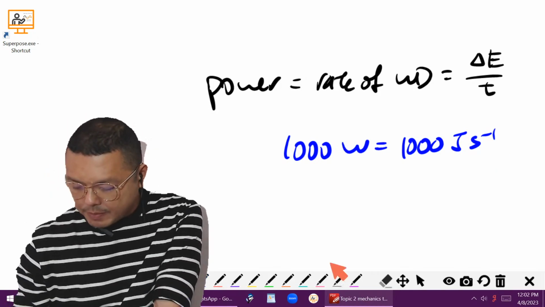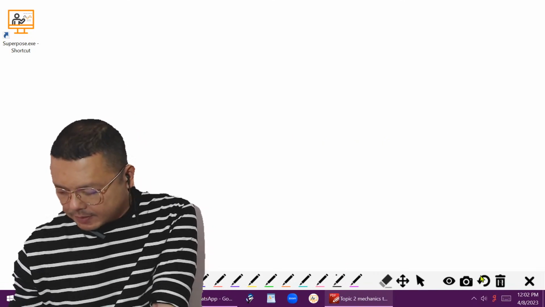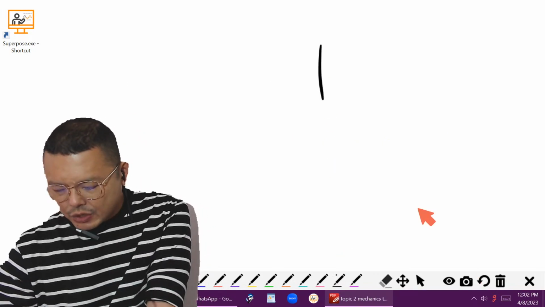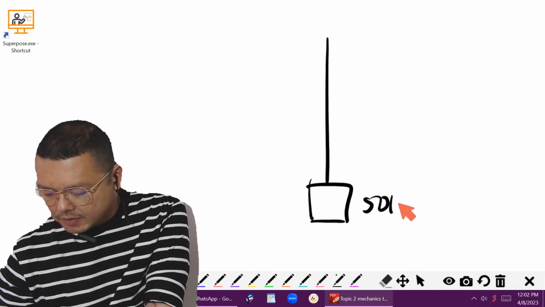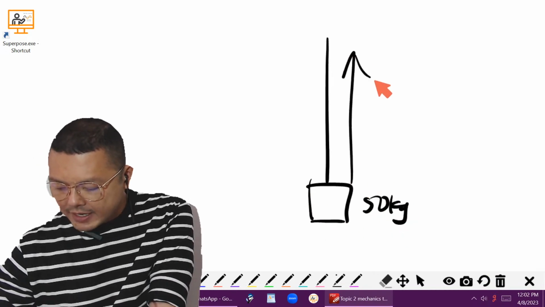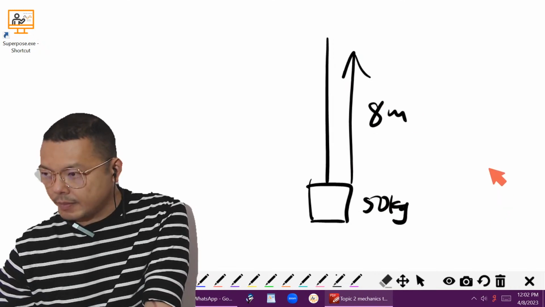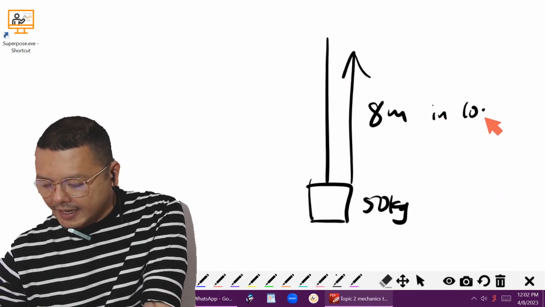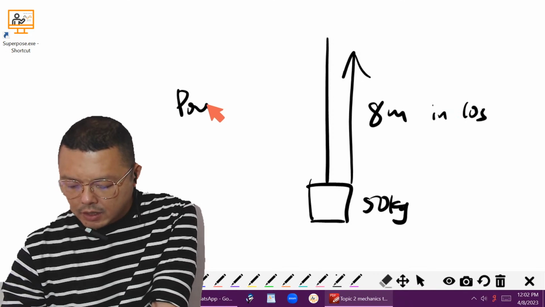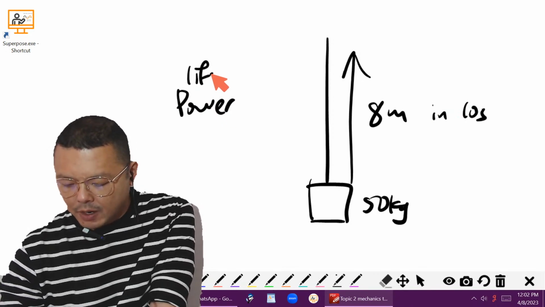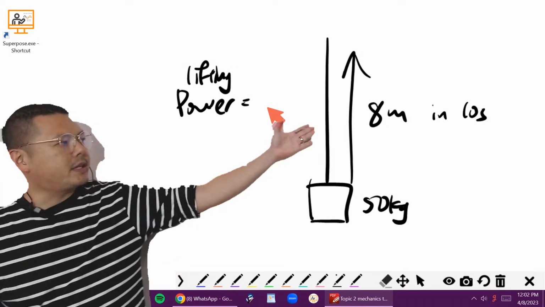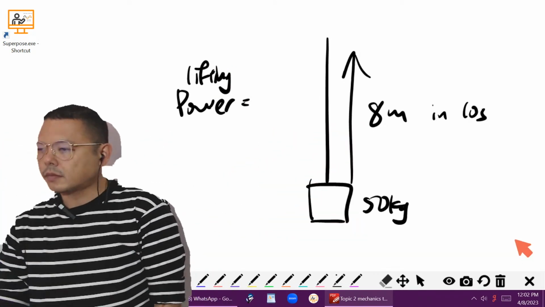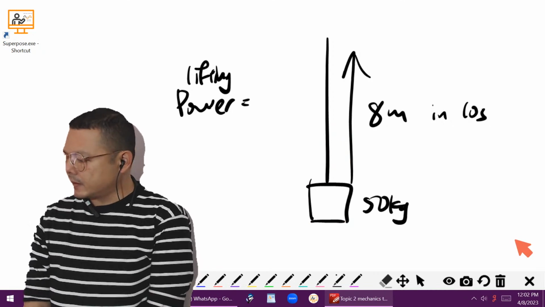But you must also remember a couple of things. Let's say for example, I give you a completely non-work done kind of question. Let's say I have a mass of 50 kg, and I raise it up by 8 meters in like 10 seconds. What's the power of the motor? What's the lifting power? 50 kg, 8 meters in 10 seconds.